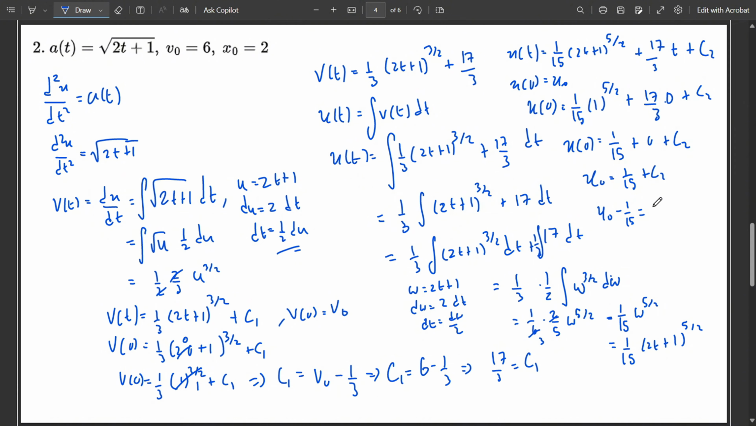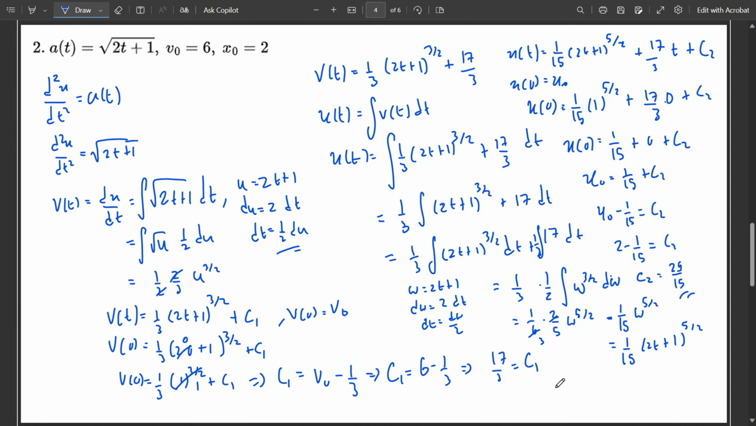So we know that x initial is just 2, right? So we have 2 minus 1 over 15 is equal to c2. Then our c2 must be 14 over 15. Wait, sorry, it's not 14 over 15. It's 30 minus 1, 29 over 15 is our c2.